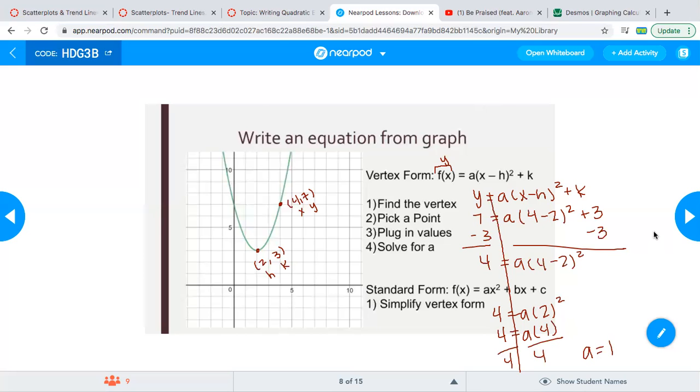Did y'all get that? A equals 1? Okay. So my equation is Y equals, I'm going to just put 1 here, but you wouldn't see the 1: 1 times (X minus 2) squared plus 3. That's vertex form. How do I put it in standard form?